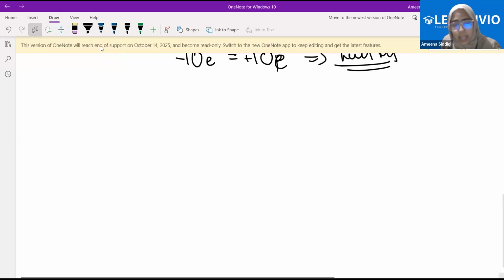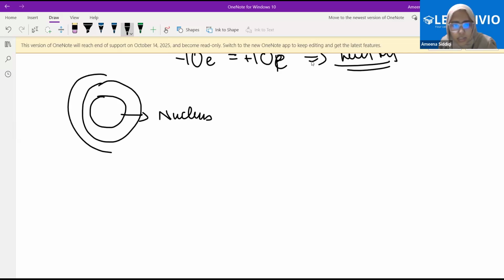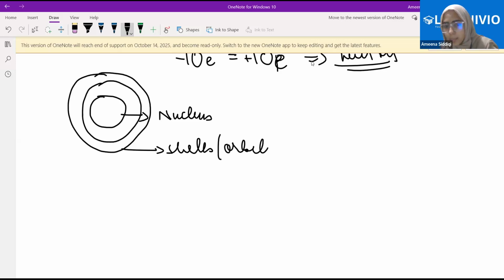Now I'm coming to the structure of the atom. The atom has a central nucleus, which is at the center of the atom. Around the nucleus, we have shells or the orbits. Please bear with my drawing, but just try to understand it. What are these? The shells or the orbits.